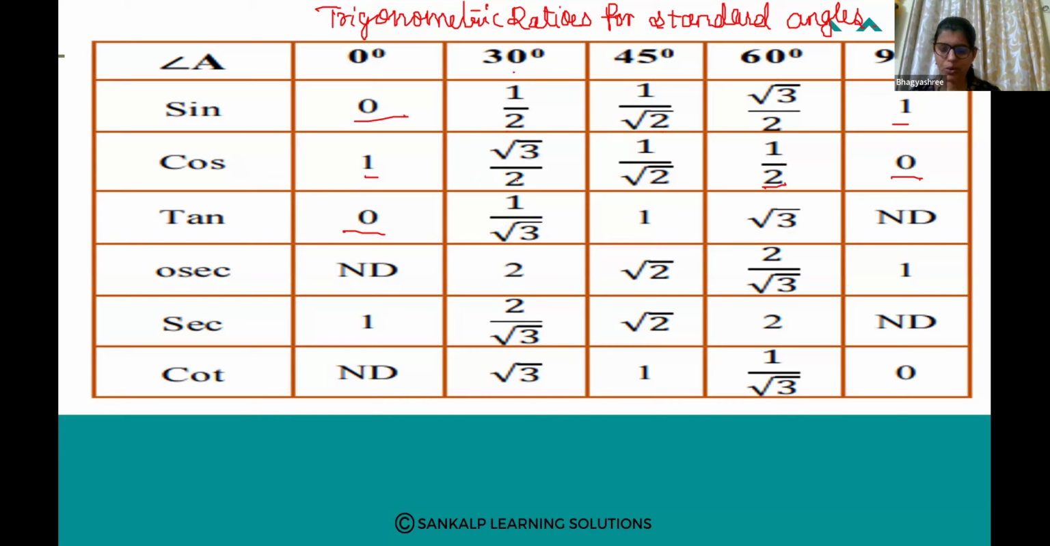1 by 2 divided by root 3 by 2, 2 and 2 will get cancelled, 1 by root 3. What is tan theta? Tan theta is sin theta divided by cos theta, right? So sin theta 1 by 2, cos theta root 3 by 2, 2 and 2 will get cancelled, 1 by root 3. If you remember sin theta and cos theta, you can easily get tan theta, right? 45 is 1 by root 2 by 1 by root 2, root 2 will get cancelled, 1. Root 3 by 2 divided by 1 by 2, 2 and 2 will get cancelled, root 3. 1 by 0 is not defined.